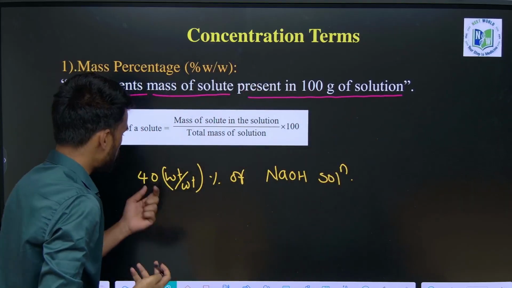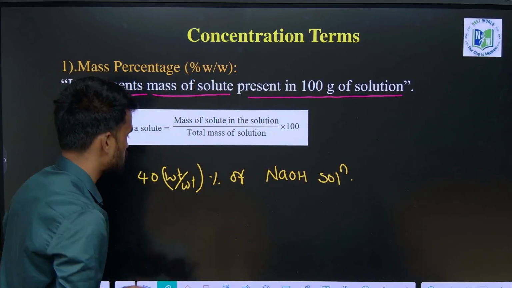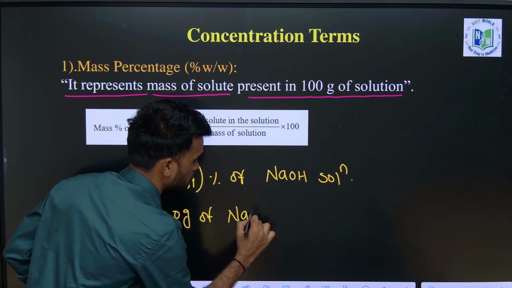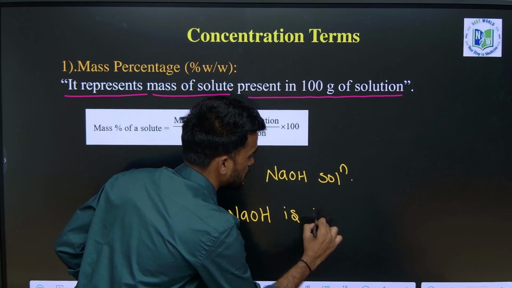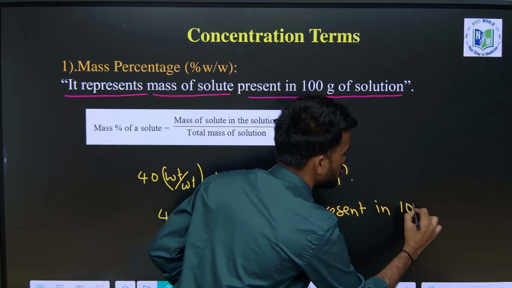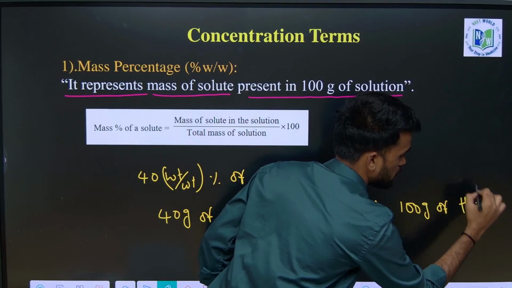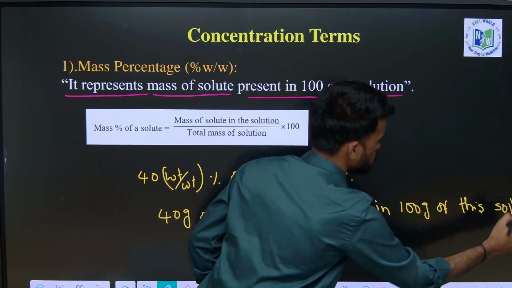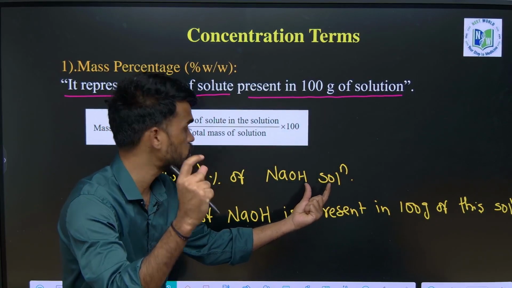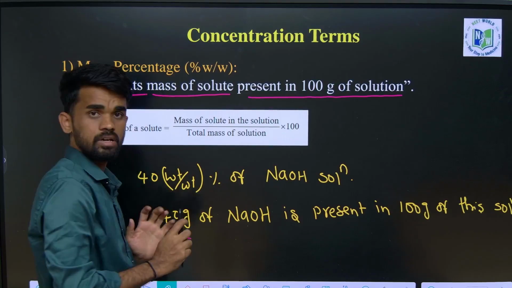It means if I write 40 weight by weight percentage of NaOH solution, then 40 grams of NaOH is present in 100 grams of this solution. Whatever solution they have given, if I take 100 grams of this NaOH solution, how much NaOH solute is present? That will be 40 grams. I hope it is clear.